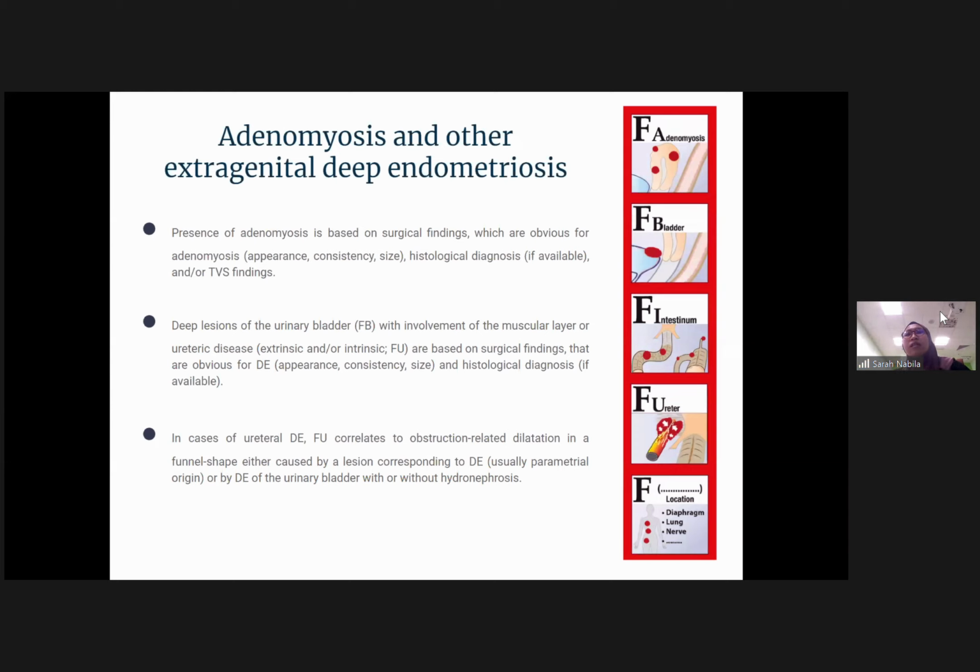So actually the initial F, they put A for adenomyosis, B for bladder, I for intestinal involvement, and U for ureter. But it does not limit other lesions, endometrial lesions in the intra-abdomen, such as diaphragm, lung, or nerve. So for this extra organ involvement, it is written in full. So for example, F, diaphragm in brackets.